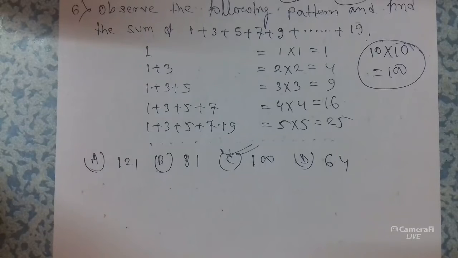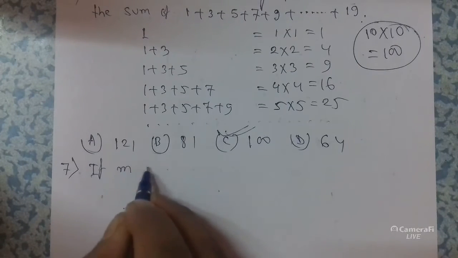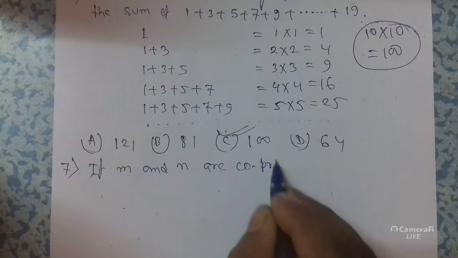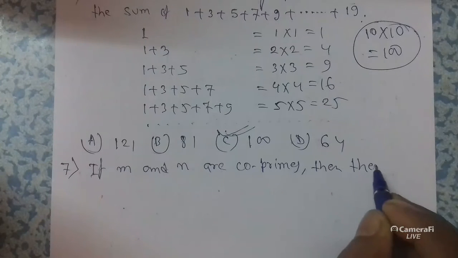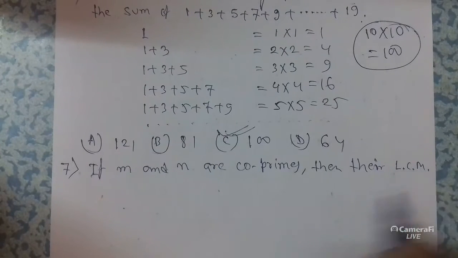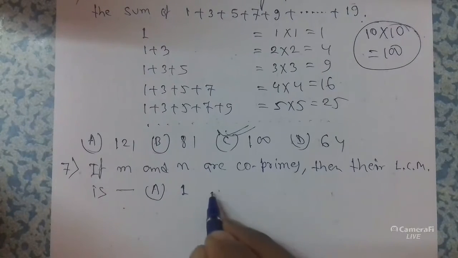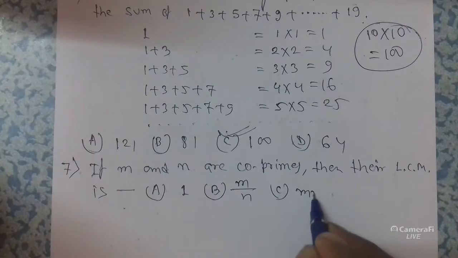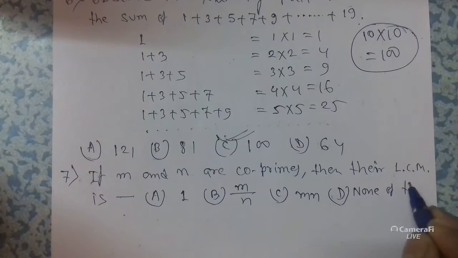I hope all of you understood. Now next problem. If M and N are co-primes, then their LCM is, option A is 1, option B is M by N, option C is MN, and option D is none of these.